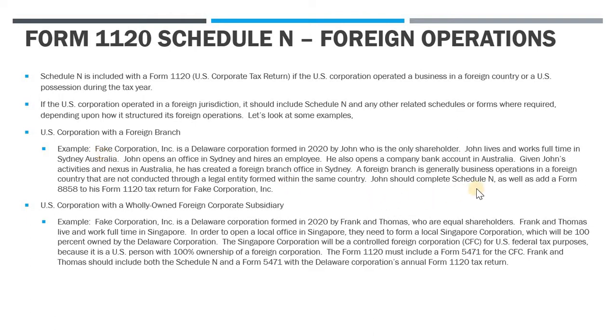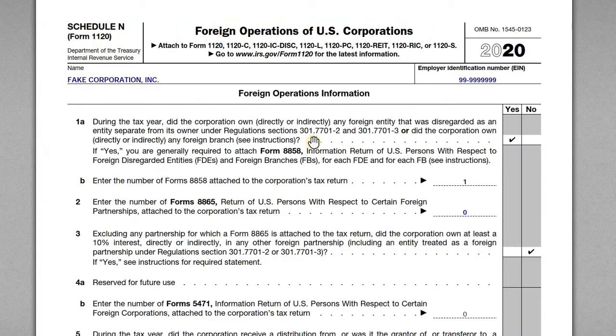So he needs to complete Schedule N in addition to Form 1120 that's being filed. And he should add a Form 8858 to his Form 1120 tax return. Now, the 8858 is used for foreign disregarded entities or foreign branch operations. So, given his activities, that makes sense, right? He has a foreign branch operation, so we need Schedule N, and he needs an 8858. So, let's look at the example Schedule N for John here.